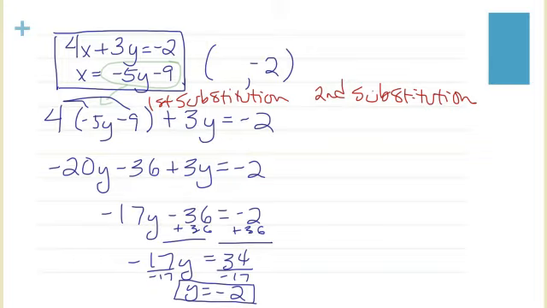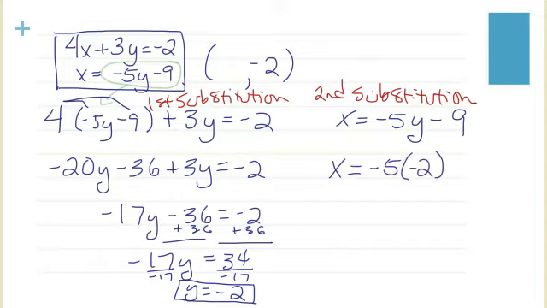Now the question comes, where do I plug it in? I always go back to either of my original equations. You can pick either one, but because this one already was solved for x, that's going to be the least work. So x equals -5y minus 9. I just wrote the whole thing again, but now I have a value for y. -5 times -2 is +10. So x equals 1.